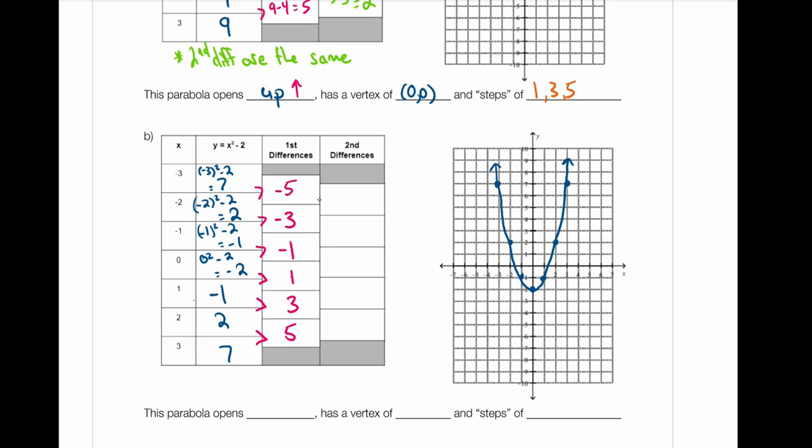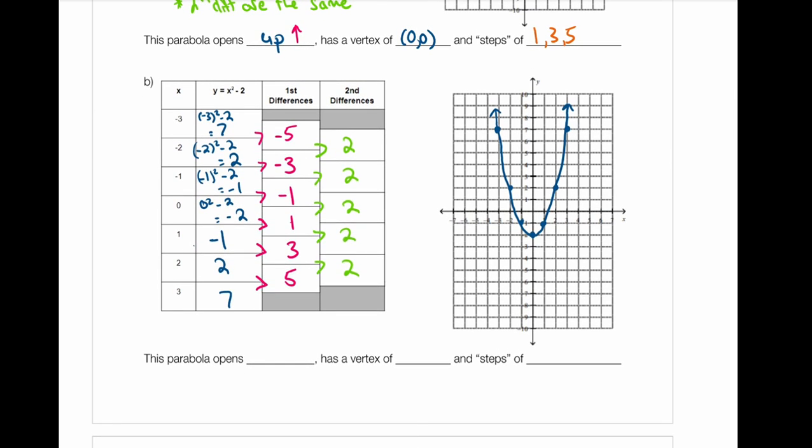For the second differences, again, we can do the same thing. -3 minus -5 is 2. -1 minus -3 is 2. 2, 2, and 2. So again, our second differences are all the same. So that's just confirming for us that it is quadratic, and we can also get that from our graph. The parabola in this case opens up because again, that opening goes up.